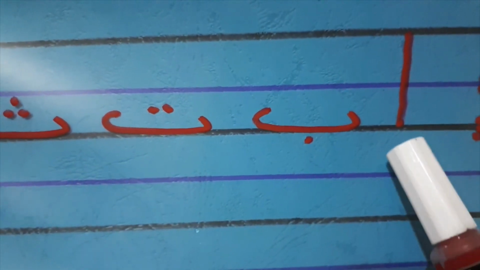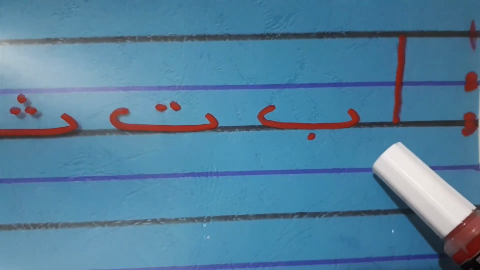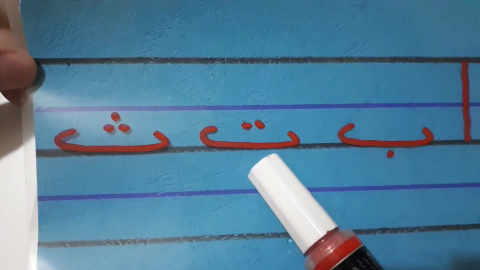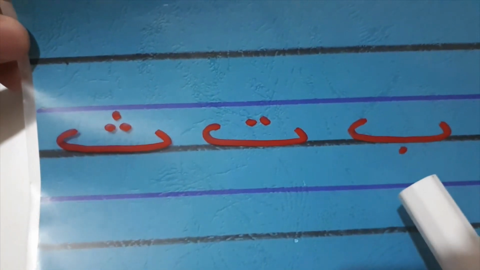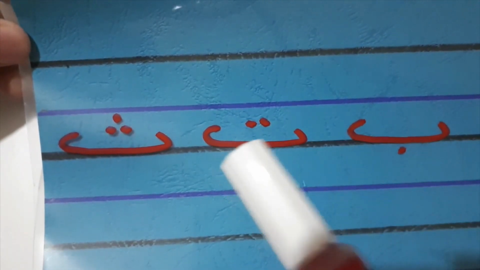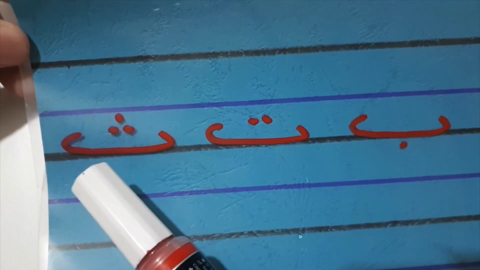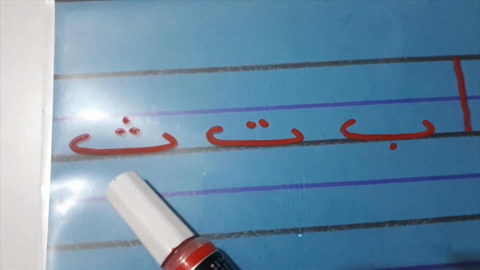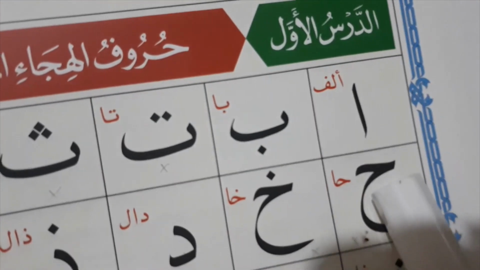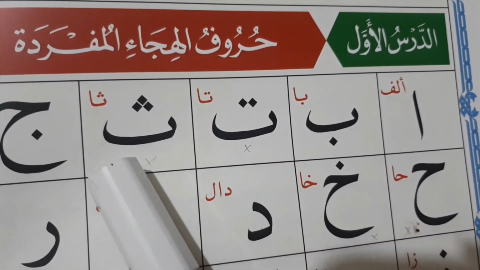So the alif is just a straight line from the first line to the third line going down, and then the ba is written on the third line, and the ta and the tha. But the difference between them is that ba has only one dot below, and the ta has two dots on top, and the tha has three dots on top. This is it. You can see here, this is the alif, the ba, the ta, and the tha.